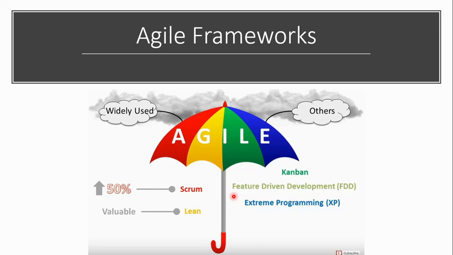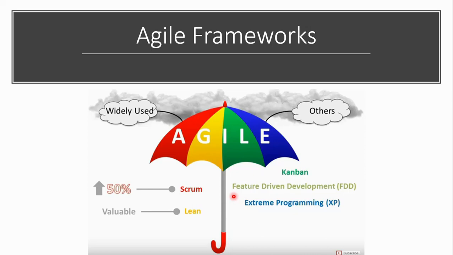So based on those value concepts, the four main values and the 12 principles that they laid down, later on people developed Agile frameworks. So based on the entire Agile value system, these are frameworks. People later on developed frameworks based on the values that were specified by the Agile Consortium.